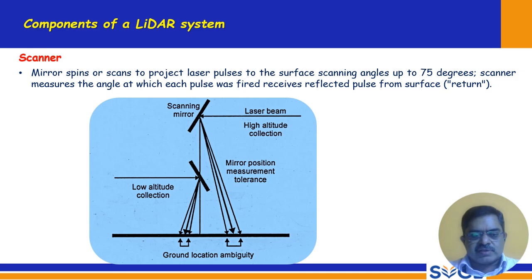So this is the laser beam, it is hitting the scanning mirror, and from here it is sent to the ground location, and a few beams are reflected to low altitude collection, and again the reflection is taken back and measured again. So this is how the lidar system works.